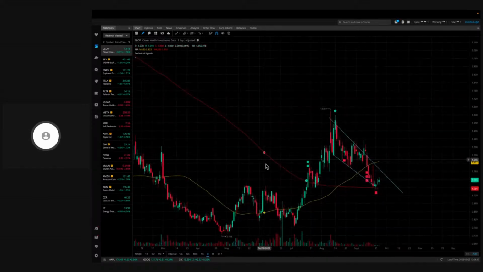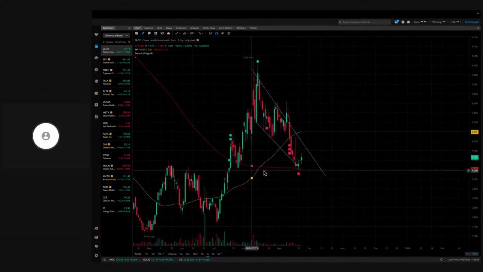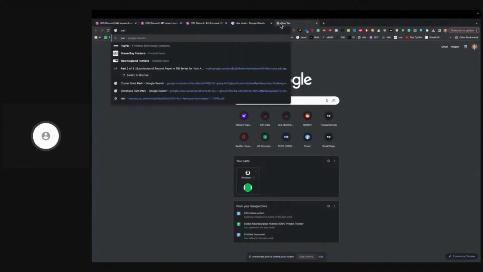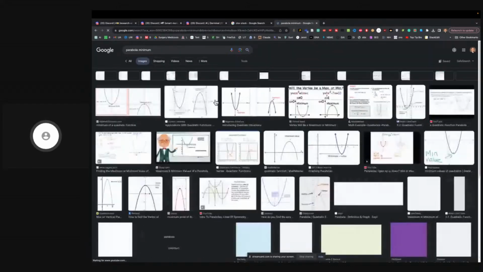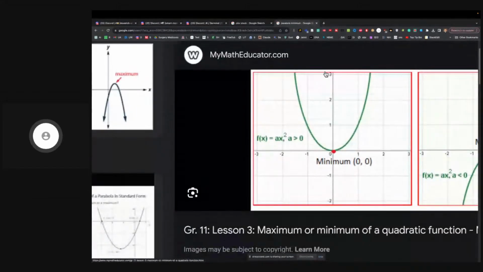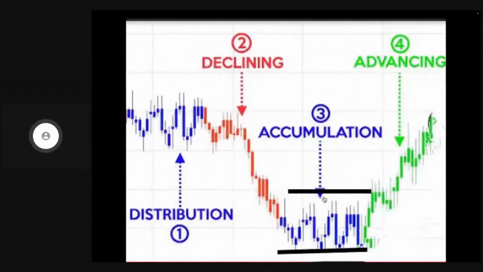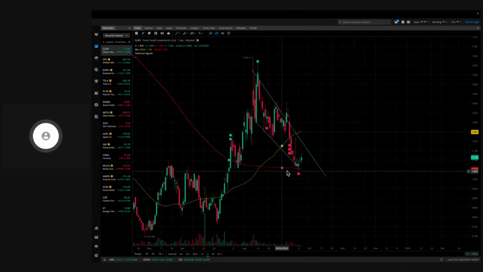But all of a sudden now you're starting to see it level off. You're starting to see it almost form a floor, right? And in algebra, we like to call this a minimum, right? So if you take a look at a parabola and look at its minimum, this is exactly what we're seeing right now. We're starting to see it drop down and formulate some type of floor, some type of minimum. And this here, I like to call the accumulation phase, right? So if you go here, this is the accumulation phase. And we're starting to see it now, right here.